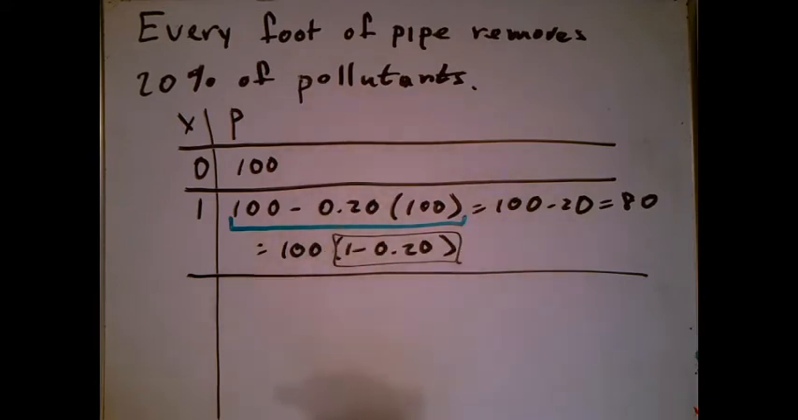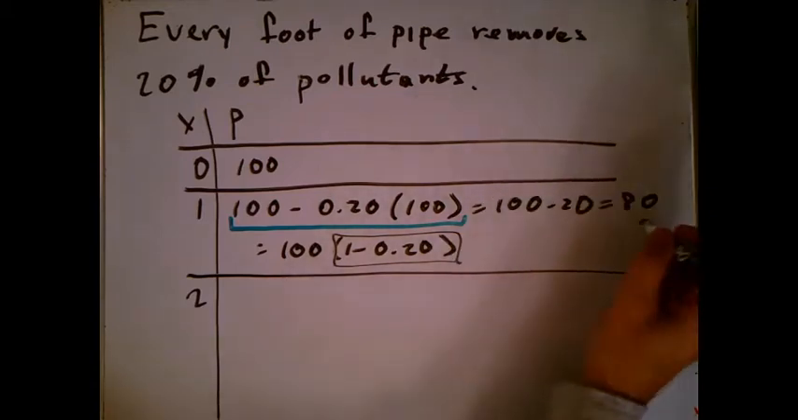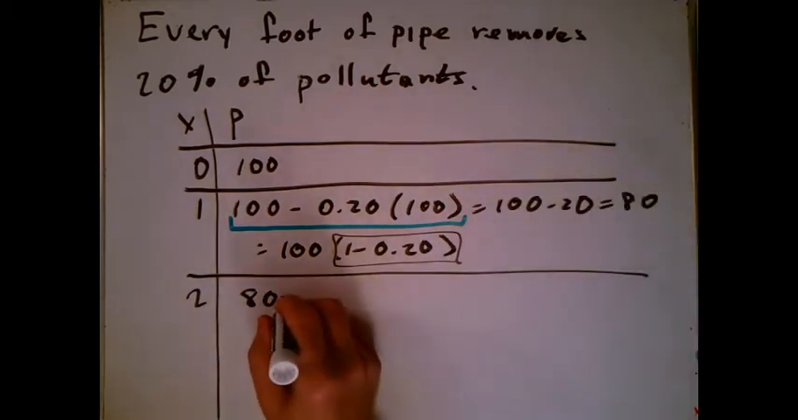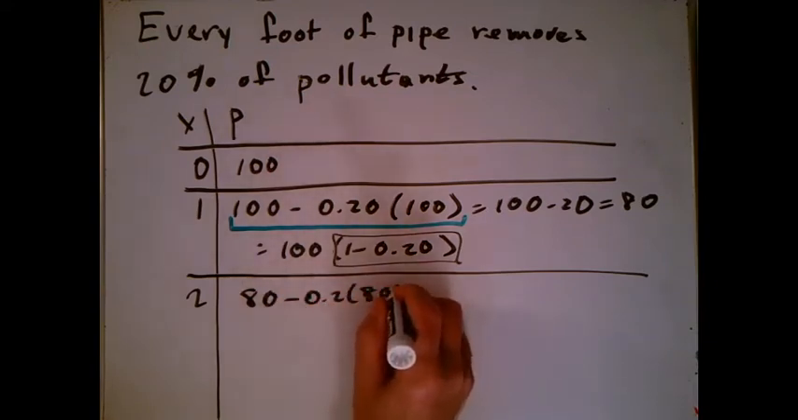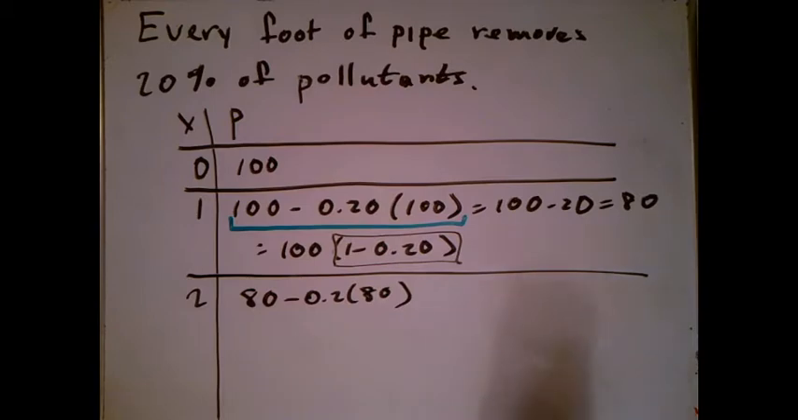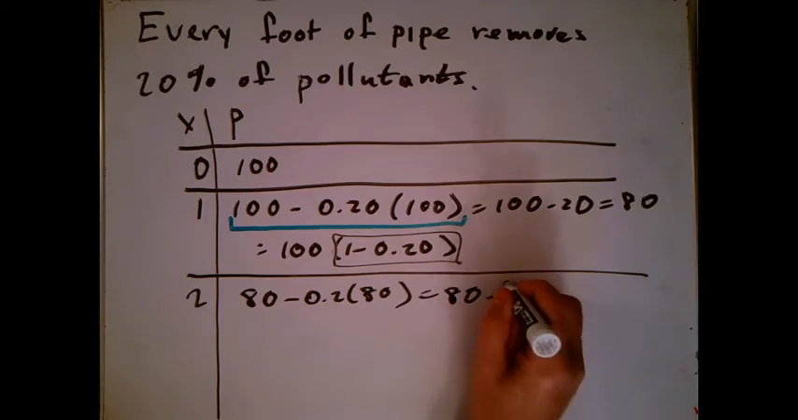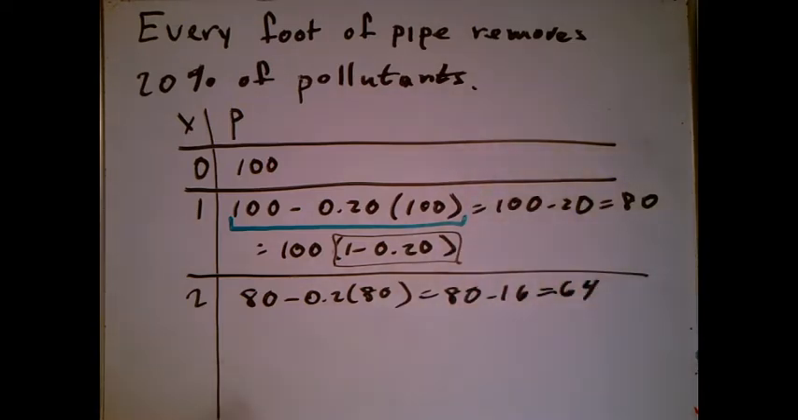I'm going to run through another whole line doing it exactly the same way to see what happens. So when I run it through 2 feet, I can take my 80, and I'm supposed to lose 20% of my 80, like that. Now I'm just going to work this out. I'm going to get 80 minus 16, and I get 64, which is certainly correct, but I'm going to have a really rough time finding a formula this way, so I'm not going to do it that way.